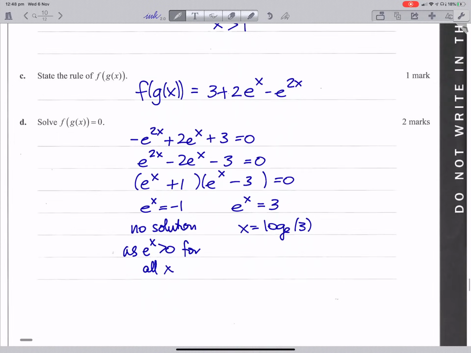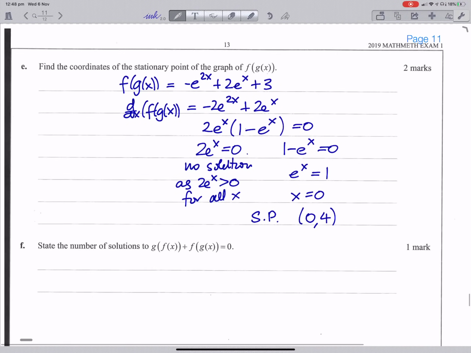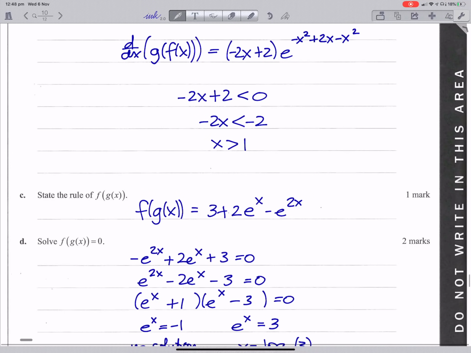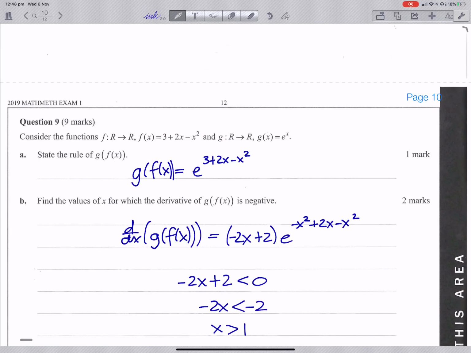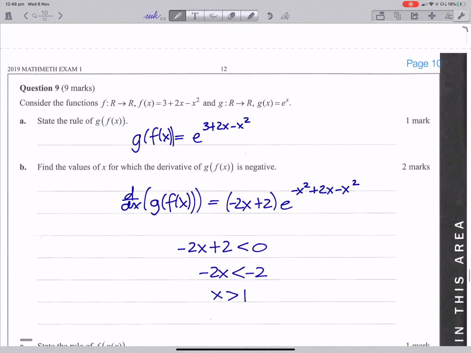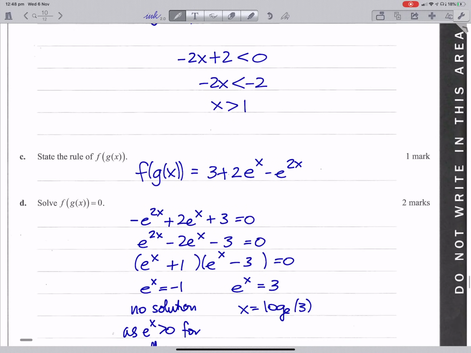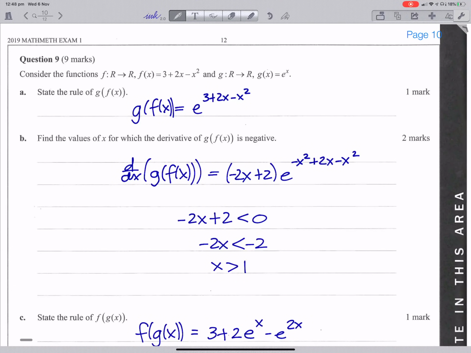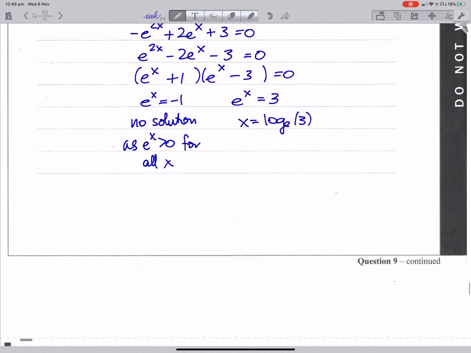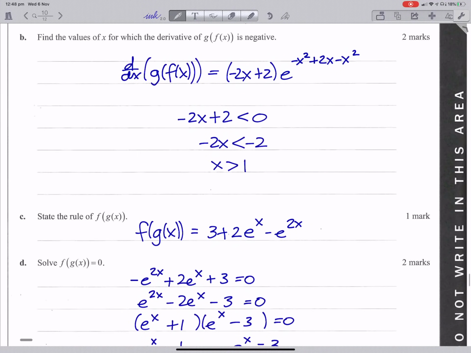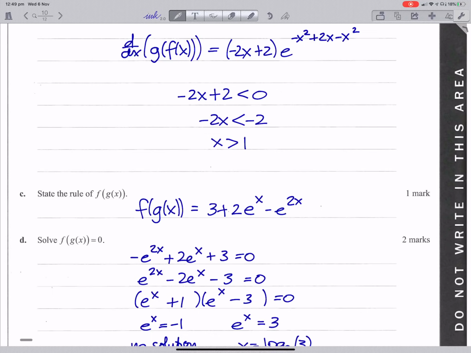Okay, so I've got a stationary point at 0, 4. We've got e to the 3 plus 2x plus x squared. I've only got one stationary point with the first one, f of g of x. So it's got a negative gradient. G of f of x has got a negative gradient from 1 onwards. When x is greater than 1, we've got a negative.